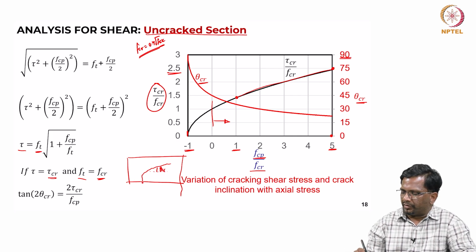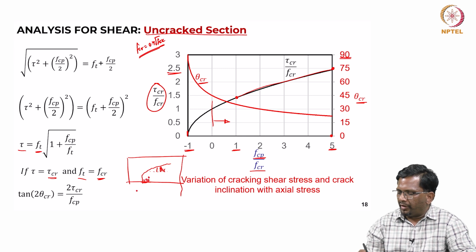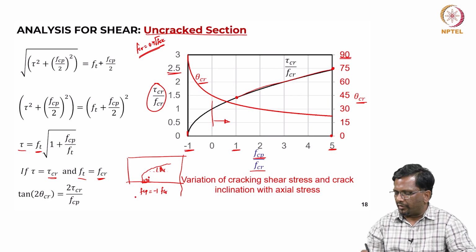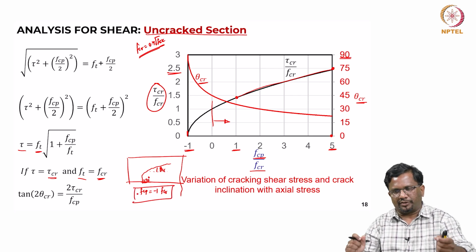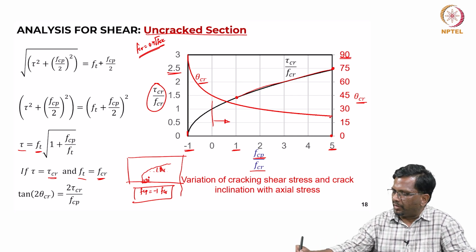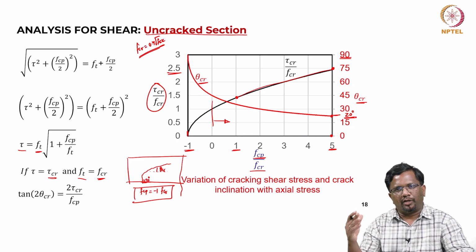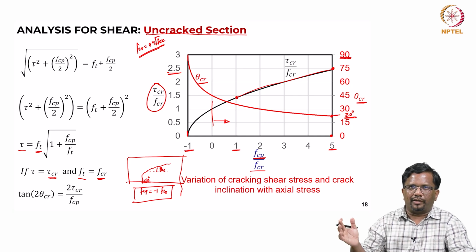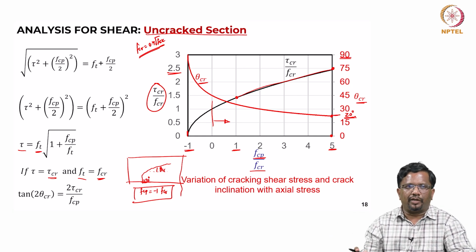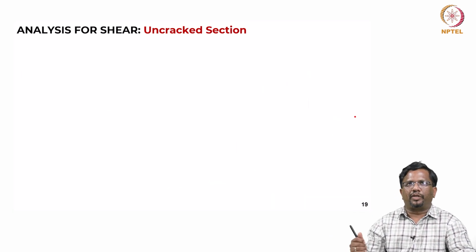So, if this is theta CR, this is 90 degrees when your FCP is -1 times FCR, that means pre-stressing is in tension, right. However, if you look at this theta CR, if I put a lot of pre-stress at this point, the crack angle becomes as shallow as 20 degrees, right. So, higher the amount of pre-stress, shallower is the crack angle. Higher the amount of pre-stress, higher will be the diagonal shear cracking capacity. So, that is what we are trying to find out.